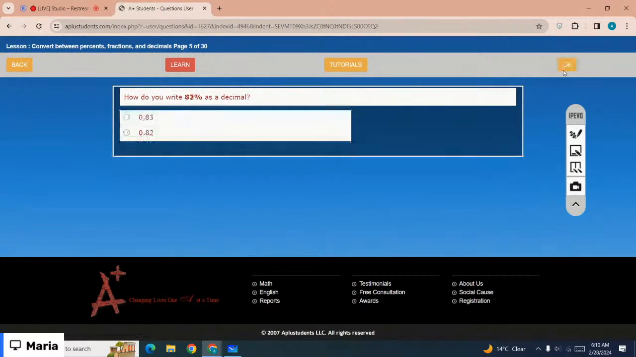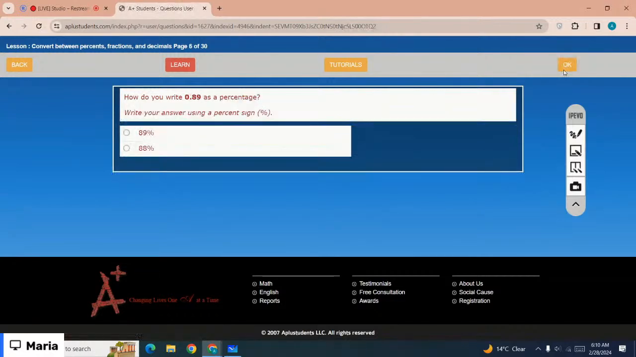Okay, the next one is how do you write 82% as a decimal? So which is the correct option? Yes, the correct option is 0.82, not percent. Option number 2 is the correct option.